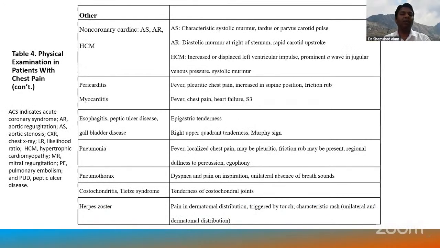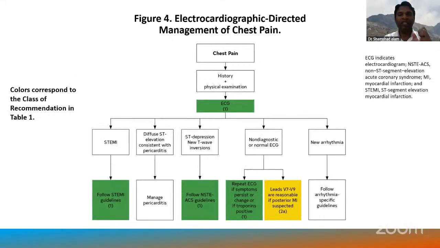Other causes are pericarditis, myocarditis. So these are the things which present as pseudo coronary artery disease symptoms. And now this is the algorithm which has to be followed in emergency.